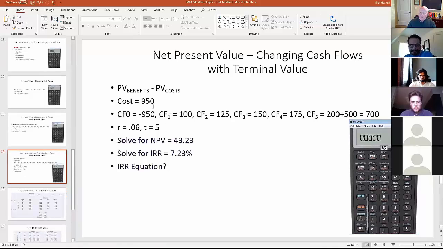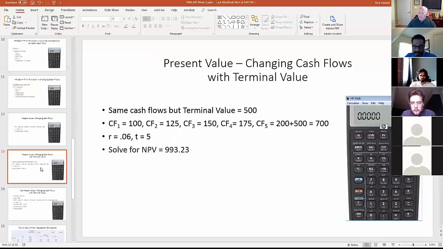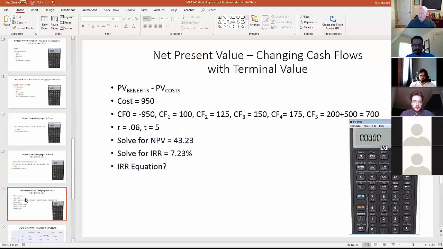So let's assume for a moment that I've got a cost function of $950. So in order to buy this investment, where we just calculated that the present value is $993, it's going to cost me $950 to buy it. And I want to calculate the net present value, and I want to calculate the internal rate of return.